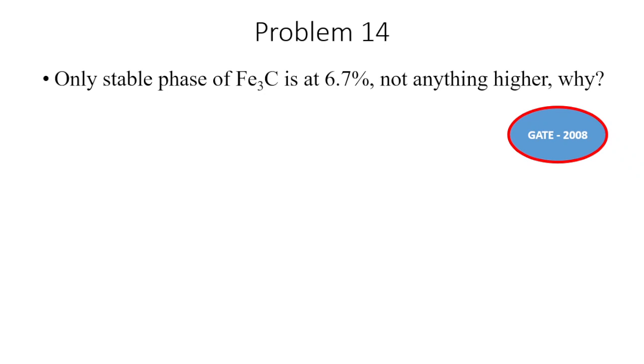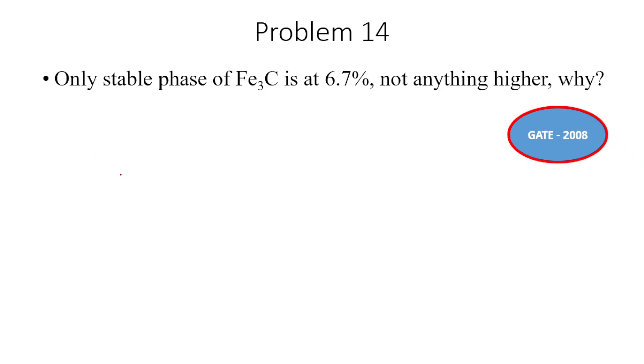We know that iron carbide, that is cementite, has a stable phase at only 6.7 percentage and not any value higher than that. So can anyone tell me why, and how to solve this problem? Because after this, brittleness increases. That is the saturation state. Yes, exactly. Beyond that, the carbon is like layers.